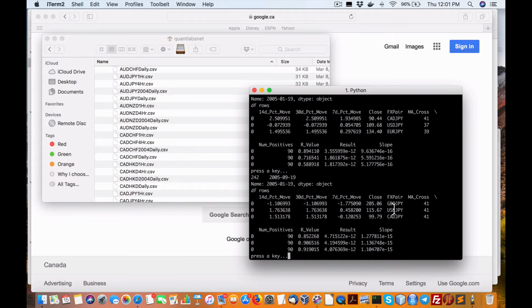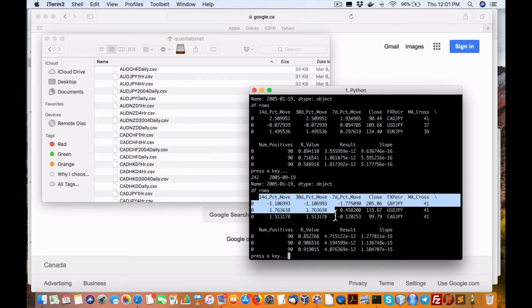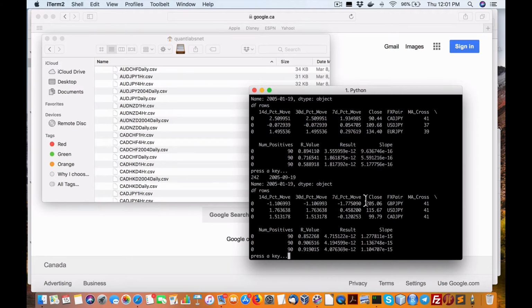We do the same thing. Here are our pairs, here are our strongest slopes, but the ones that we're really looking for are these percent moves. Once again, you can see here it's half negative, half positive. Next period. Now we move into 2006 at January 18th. Once again, you look at the moves, mostly negative on those percent moves.